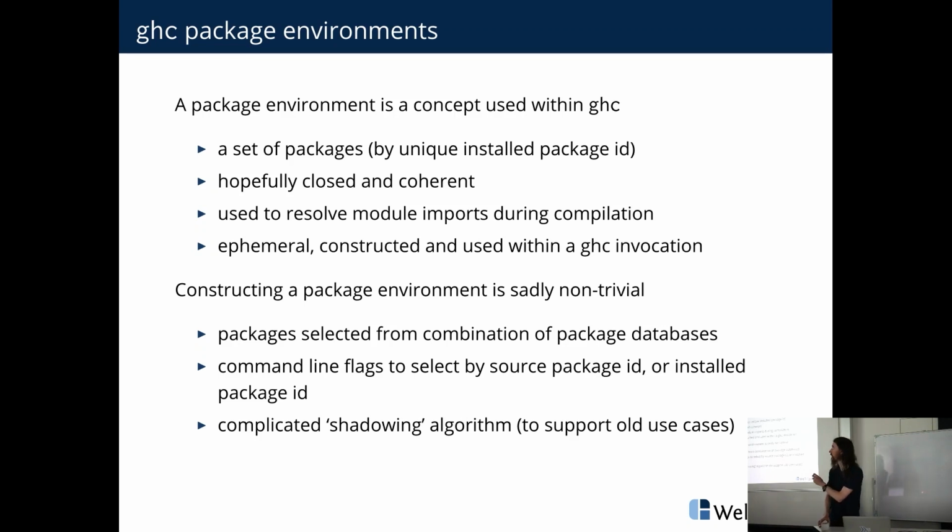In the end, it's a set of packages by installed package ID, but when you're selecting the packages from a larger database, you can ask for packages by name or name and version, not just a big opaque string. So GHC does know about package names and versions. It's just that these package environments are sets identified by, or maps keyed by, the unit ID. And there's an unfortunately complicated and heuristic shadowing algorithm that GHC uses to take all of your instructions of this package, that package, and to turn that into a hopefully coherent and closed package environment.